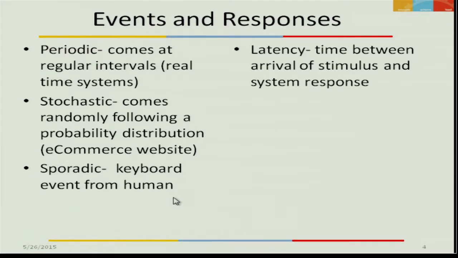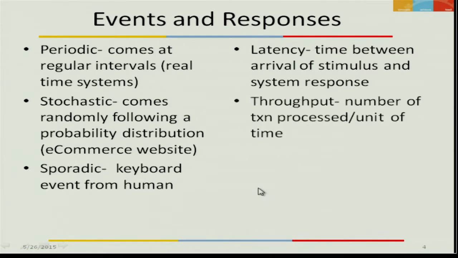And there are different types of responses. One could be latency. The way latency is measured is the time between the arrival of the stimulus and the system response. That's called latency. And throughput means the number of transactions processed per unit time. It typically could be second, could be hour, could be minute.